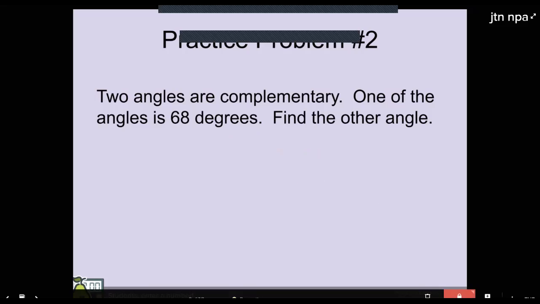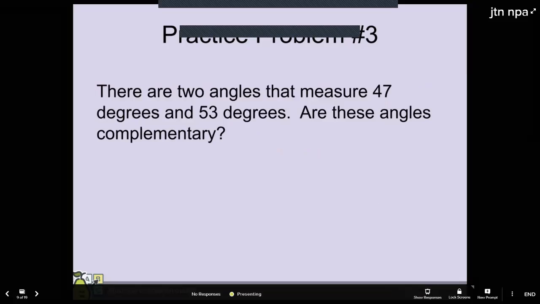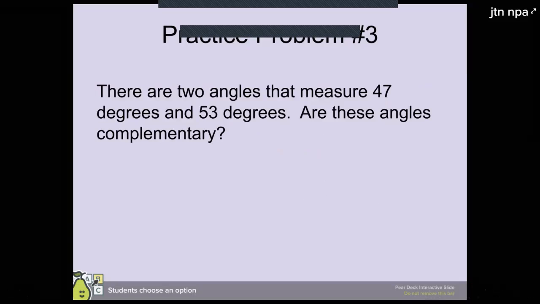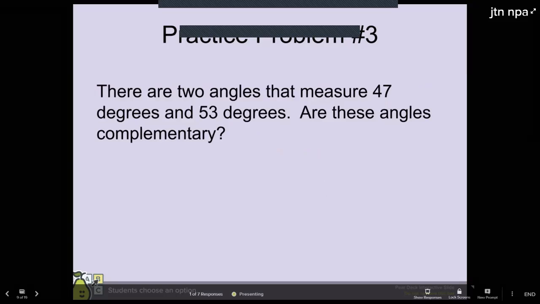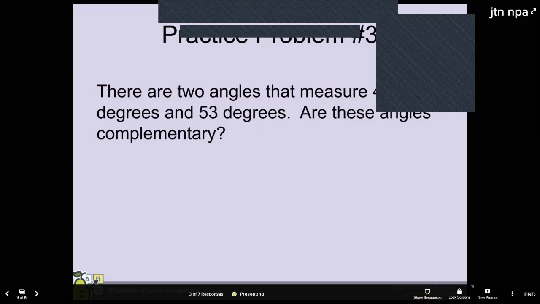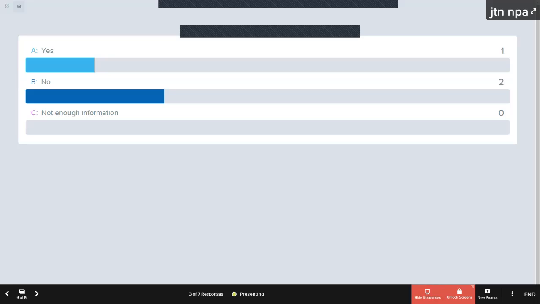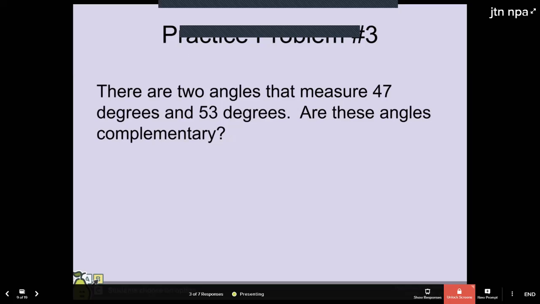Okay, let's try a different type of problem. There are two angles that measure 47 degrees and 57 degrees. Are these angles complementary? So one person said yes, two people said no. So let's take a look at what we got here.